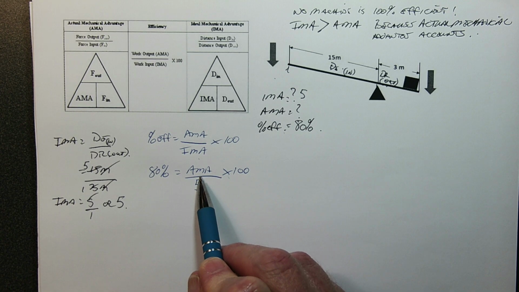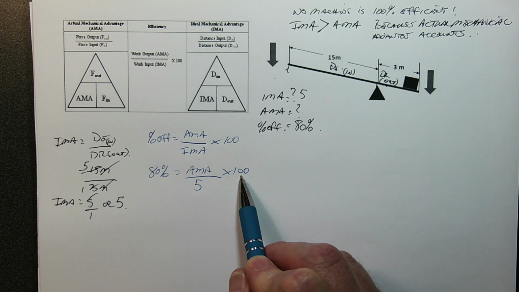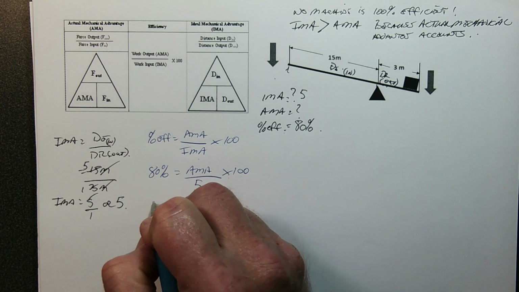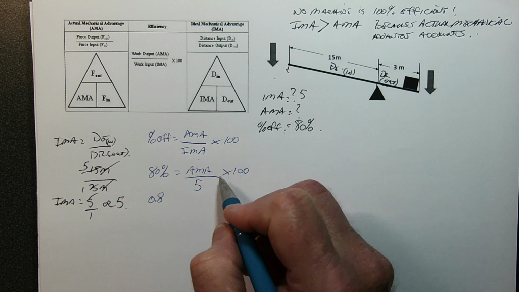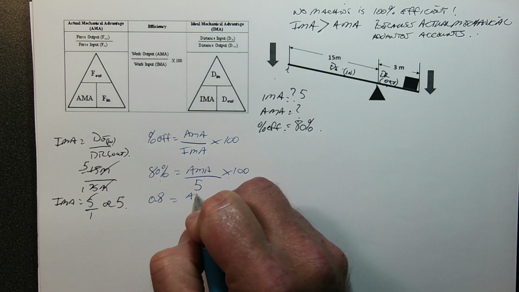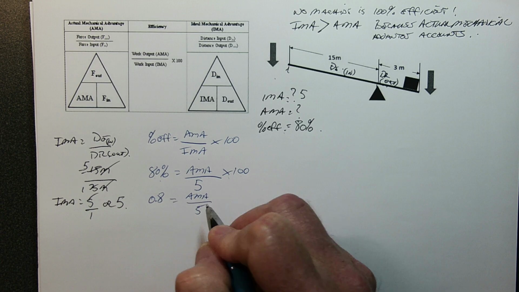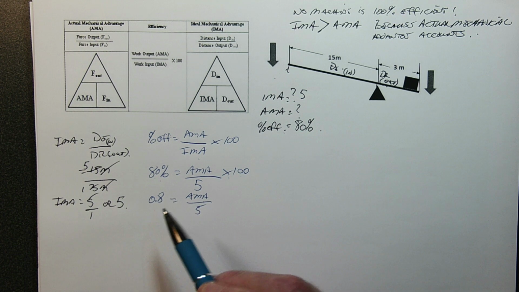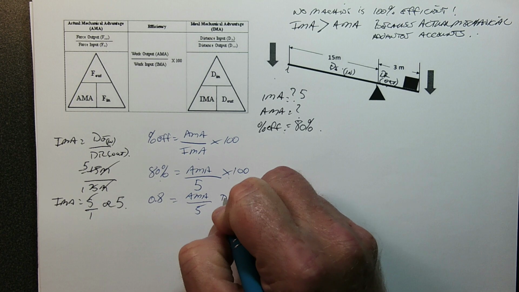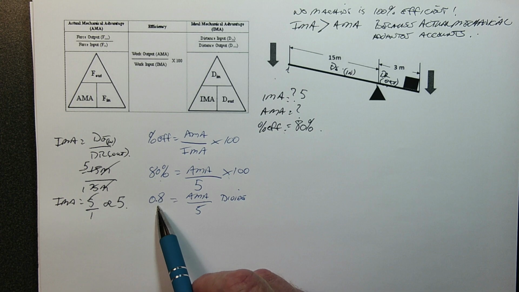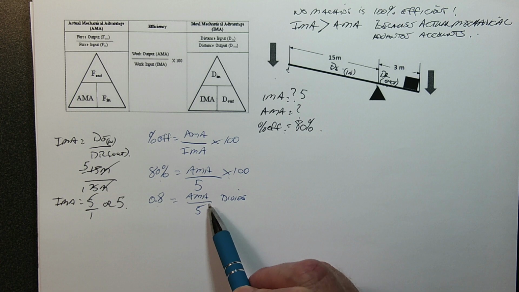The first thing we want to get rid of is this times 100. So we're going to divide our 80% by 100, and we're going to get 0.8. So basically all you do when you do this is convert your percentage back to a decimal, and that gets rid of the 100. Now I've got to get the AMA on the other side of the equal sign. Well, this is divide. So in order for me to swap the 0.8 over here I have to do the opposite of divide, which is going to be multiply.